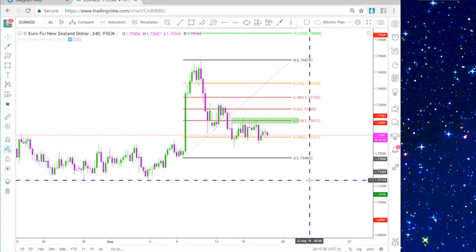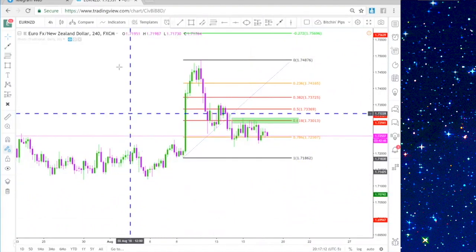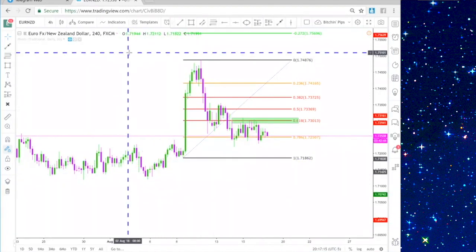Cody loves Euro New Zealand. He can have it. Euro New Zealand gives a lot of pips, I ain't gonna lie. But if a pair is confusing to you guys, go to another pair. There's so many other pairs.